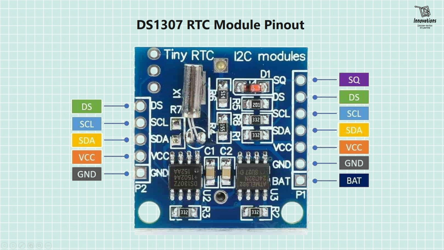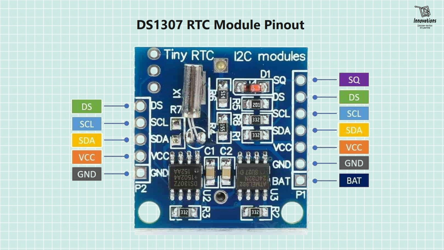First, let us look at the right side. The first pin is the SQ or SQW pin. The SQW pin outputs one of 4 square wave frequencies: 1 Hz, 4 kHz, 8 kHz or 32 kHz. To select and configure the square wave frequency, you need to interact with the DS1307 via the I2C interface. Then comes the DS pin. The DS pin should provide temperature readings if a DS18B20 temperature sensor is installed using the 3 mounting holes in the upper right corner, close to the battery holder marked U1 that we have seen a little earlier.